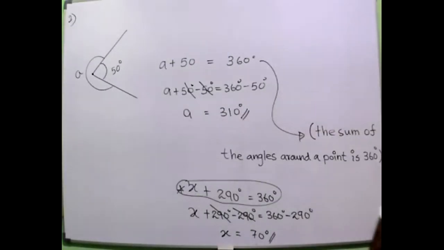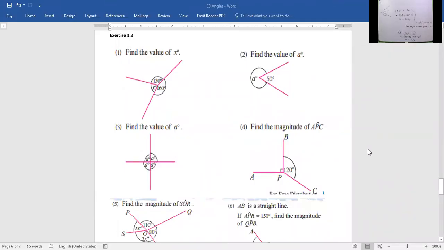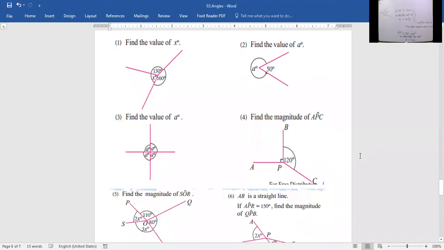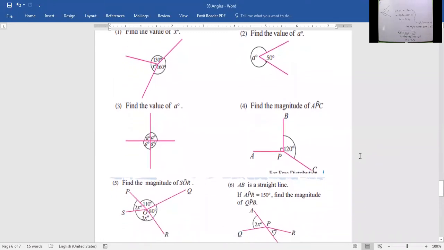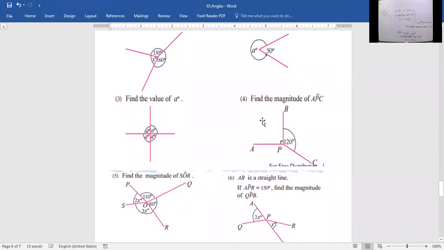Then let's discuss this fourth one, let's discuss this one.